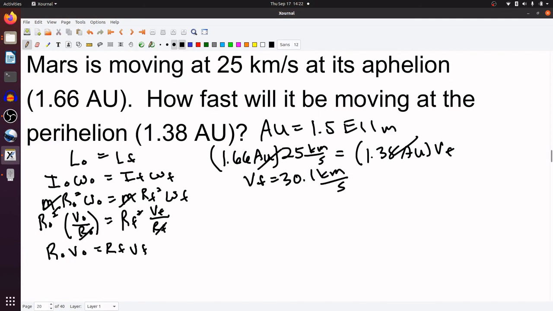And a quick check. At your perihelion, you should be moving faster, because remember, if this is the sun, the perihelion is when you're closest to it, and your object should speed up slightly. And indeed, our final velocity happens to be greater than the speed at its aphelion of 25 kilometers a second.